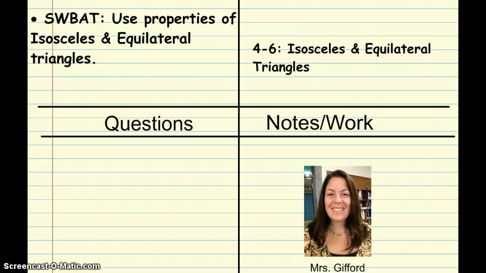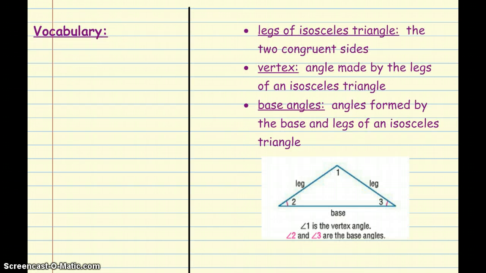Hi everyone, today's lesson is on isosceles and equilateral triangles. After this lesson, you'll be able to use the properties of both isosceles and equilateral triangles. So first of all, some vocabulary.